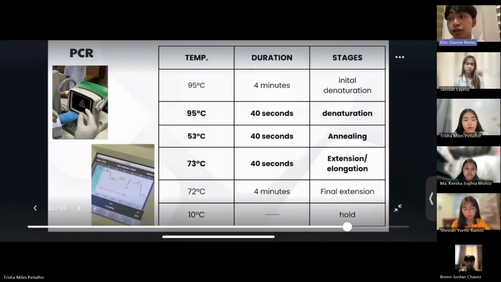before the reaction finishes. The last stage is the hold, which doesn't have a set duration, but runs at 10 degrees Celsius. The purpose of this hold stage is to ensure that the Taq polymerase and the other enzymes remain inactive and that no further DNA amplification occurs.